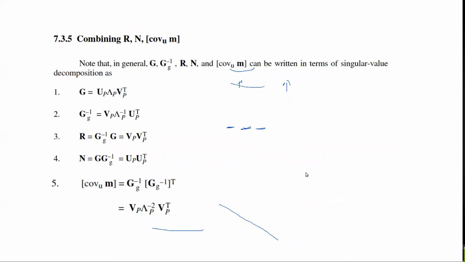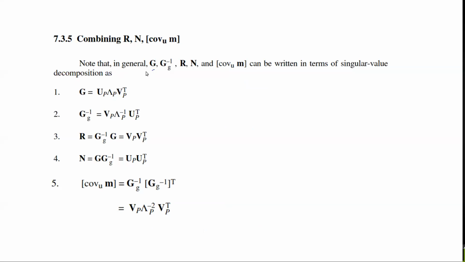And this gives us the model covariance matrix, which determines how errors or the noises in the data will be mapped into the model estimation.